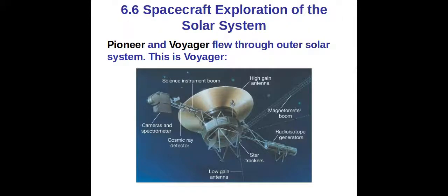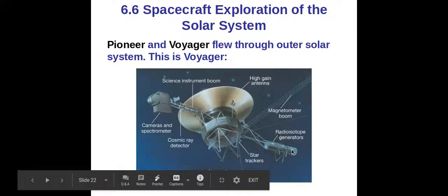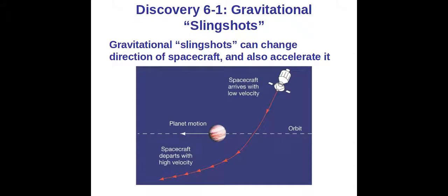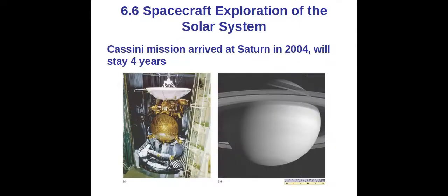Pioneer and Voyager both all kind of look like this. And they took off and flew through the outer solar system and took pictures and sent them back to us as they went. These are some of our more opportunistic and successful missions that we've had. And we used gravitational slingshots to get them where they were supposed to be. This is showing the Cassini mission.